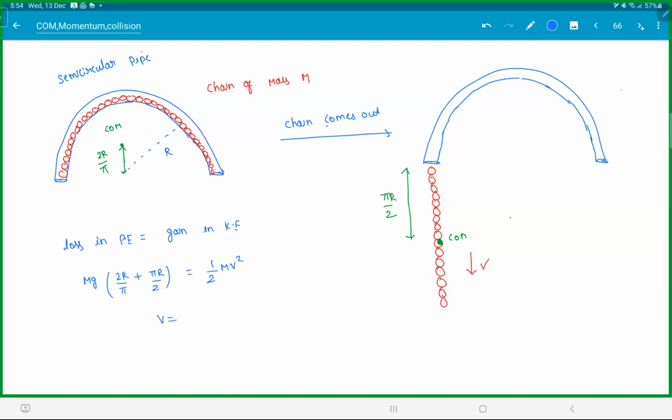Yeah. You just have to see where was the initial center of mass, where was the final center of mass, get the difference in height, and that will be equal to the change in kinetic energy. So this is the reason why you need center of mass. Clear, everyone? Any doubts on this? Let's see one more easy one.